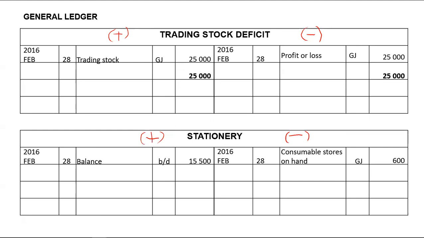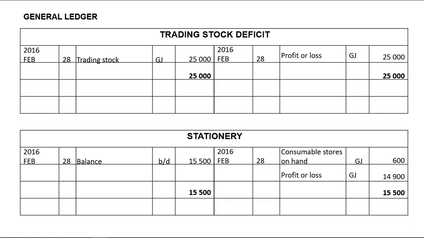So the actual stationery expense that we are going to take to profit or loss will be that 15,500 minus the 600, which will give us a stationery expense amounting to 14,900. And then we're going to simply total it up. Obviously, we closed it to profit or loss. We're going to total it up, which will be 15,500. We're done with it. Okay.